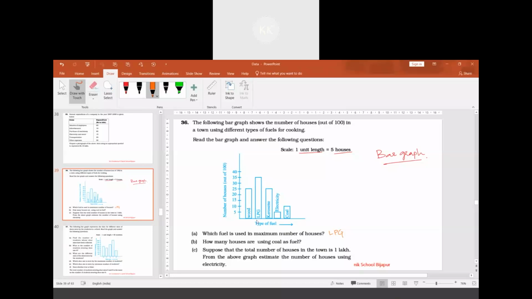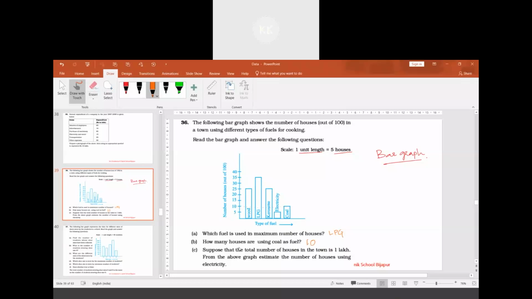Second sub-question: how many houses are using coal as fuel? If you draw a horizontal line, you will come to know that with respect to coal, it is 10.